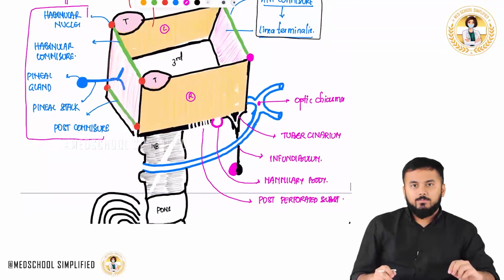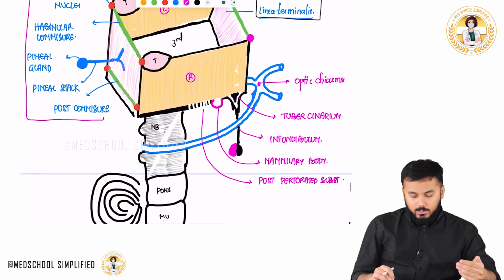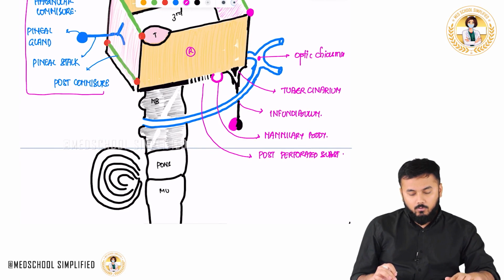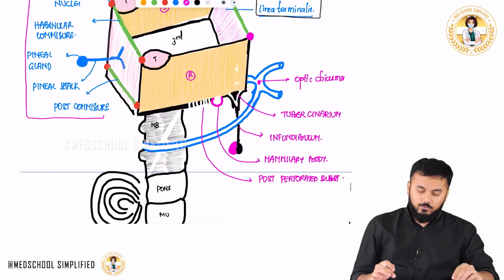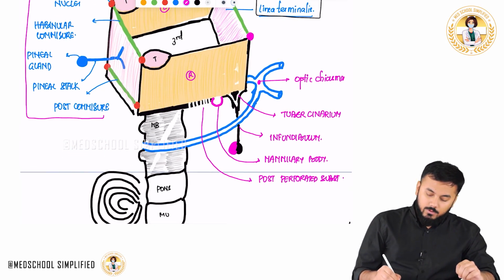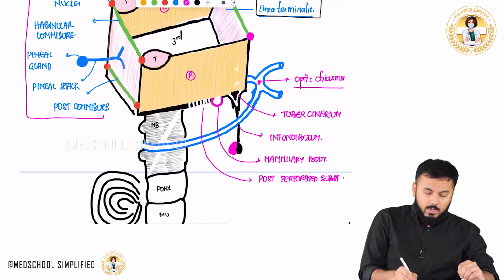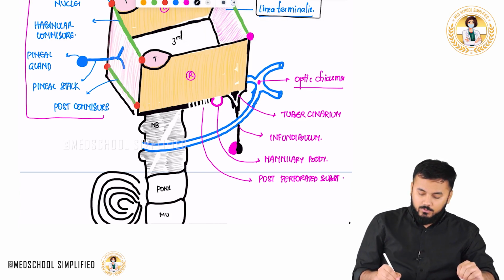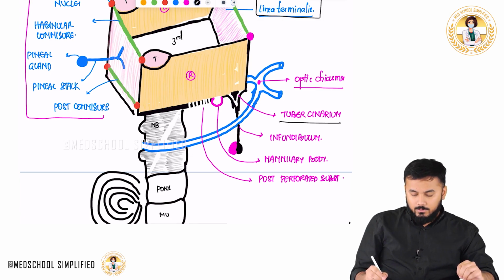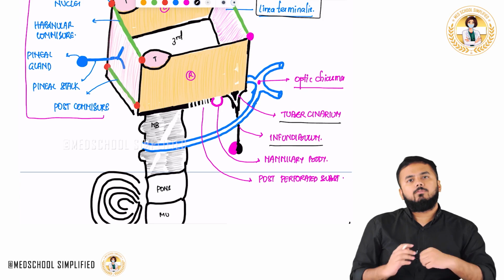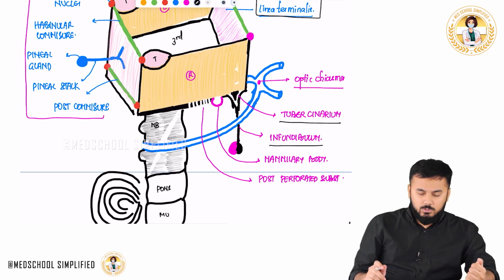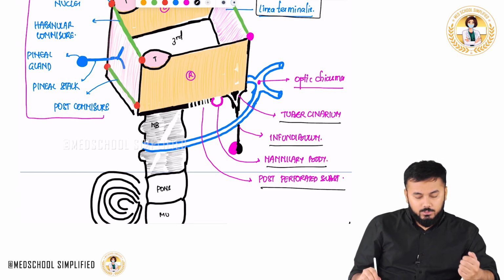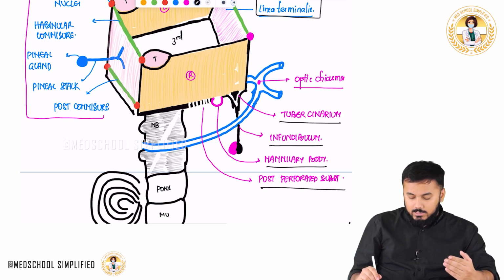We were discussing the inferior wall, right? So if you look at the inferior wall or the floor, what things does the floor have? We have the optic chiasma. Apart from the optic chiasma, we have the tuber cinereum. Then we have the infundibulum. What is the other name for infundibulum, guys? Infundibulum is also called the pituitary stalk. And we have the mammillary body and posterior perforated substance. So all these regions are located in the floor.